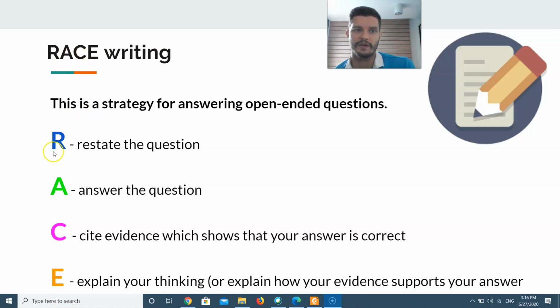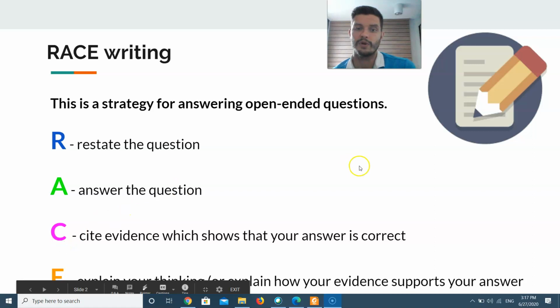So what is RACE writing exactly? Well, it's an acronym, so each letter stands for something. First one, R, means you have to restate the question. When you answer the question, you need to restate the question in your answer. The A means you have to answer the question, of course. But that's not all we have to do. We also have to cite evidence which shows that the answer is correct. We can't just answer the question. We need to back up our answer and show that it is correct by citing evidence.